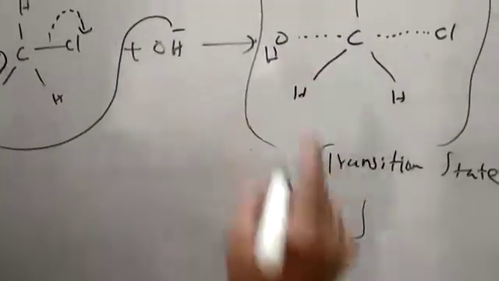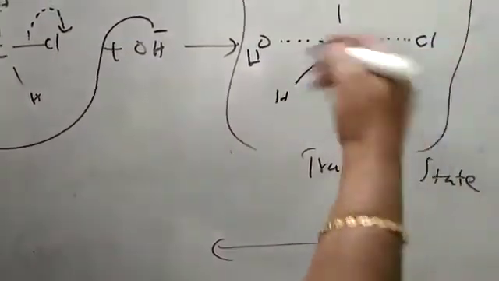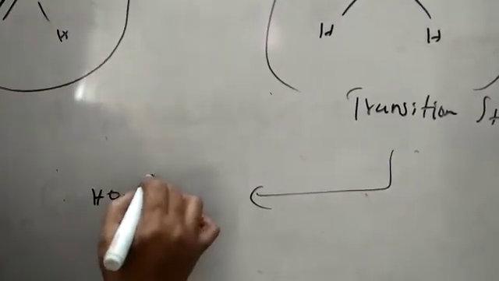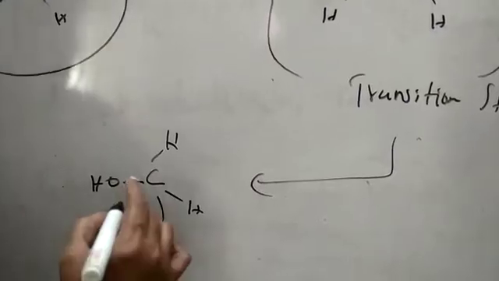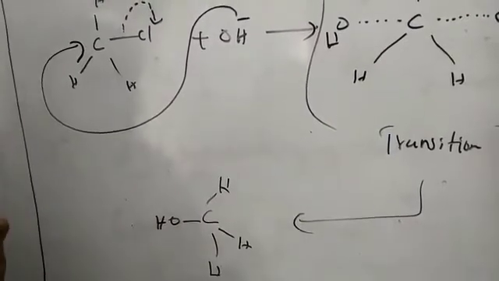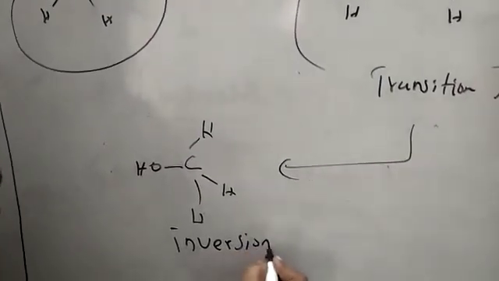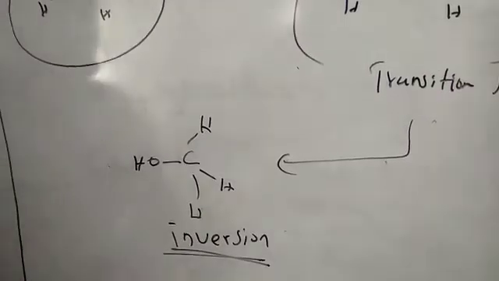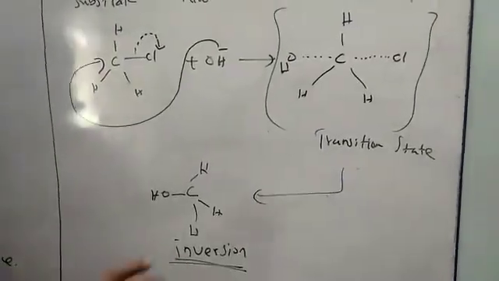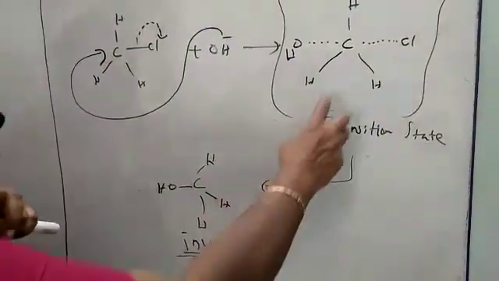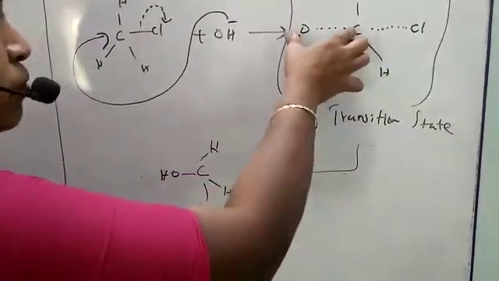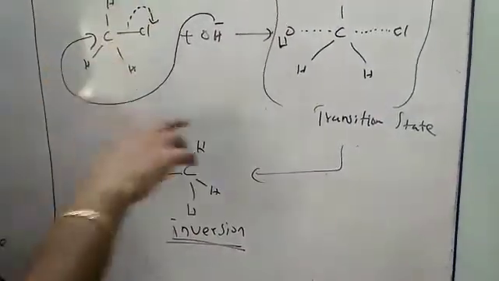Next, after the transition state, Cl is totally removed and you get a new bond attached here. Previously the halide was like this, and here 100% inversion takes place. This is the important point. So this is the mechanism of SN2. Now an important point regarding the transition state is that these 3 bonds lie in one plane, and the C-Cl bond and C-OH bond are perpendicular to this plane.